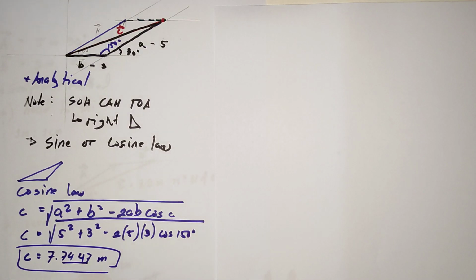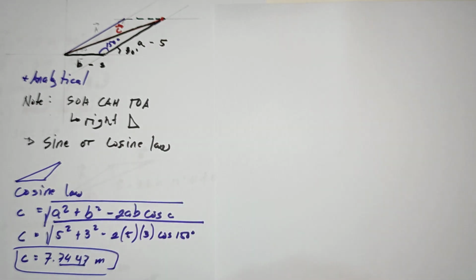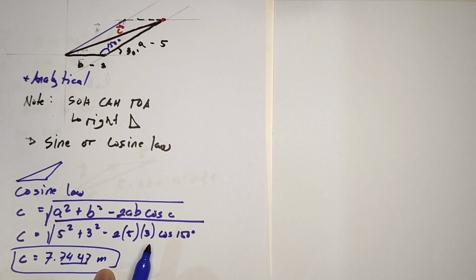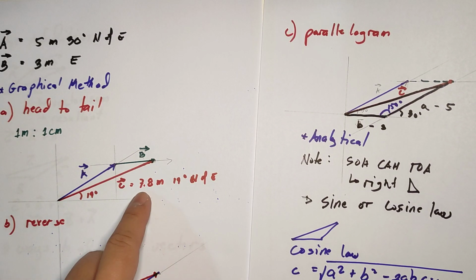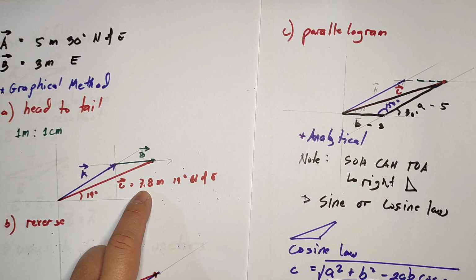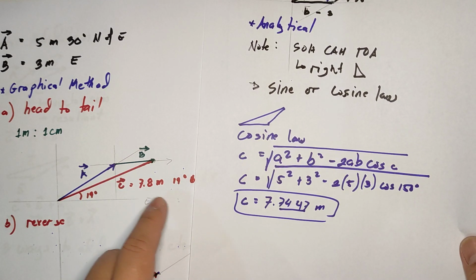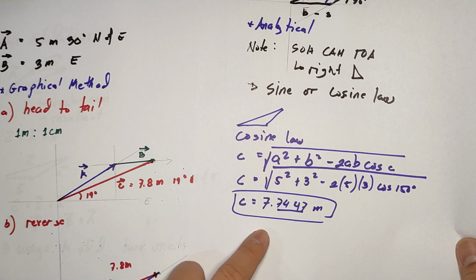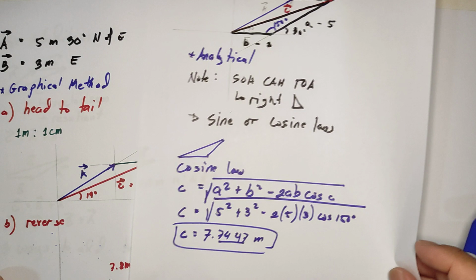But in terms of significant figures, four decimal places is not really that significant. But for our class, our discussion, let's make it four decimal places. I hope you understand this one. Now take note, if you go back, we measured 7.8, and our calculation is 7.74. They are close, because of the limitation of the ruler.